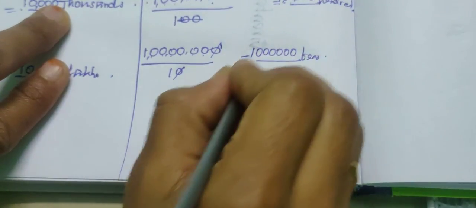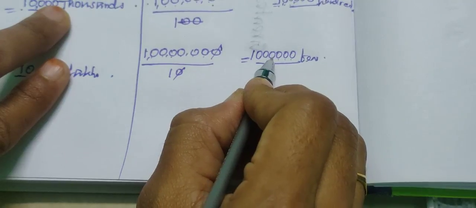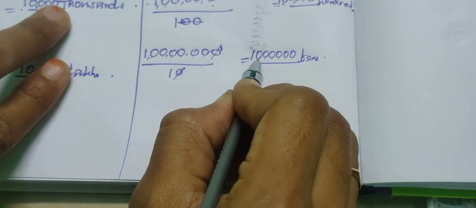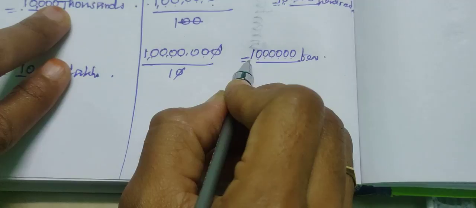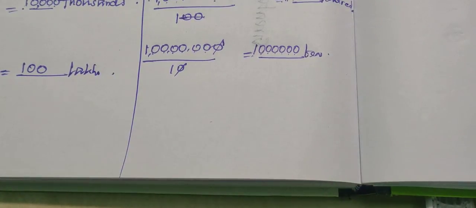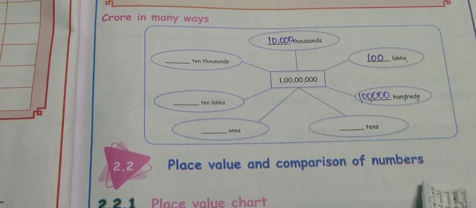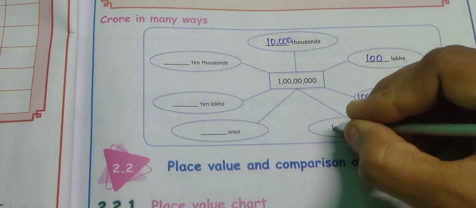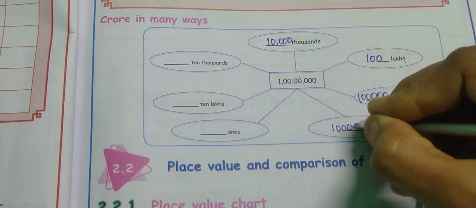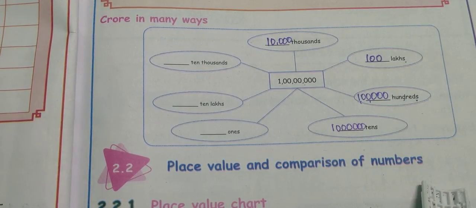Just now it's ones, tens, hundreds, thousands, 10,000, lakh, 10 lakh. So 10 lakh tens. Okay, children, write the answer in your book. How many zeros? 6 zeros, right? So 10 lakh tens. 1, 2, 3, 4, 5 and 6, totally 6 zeros.